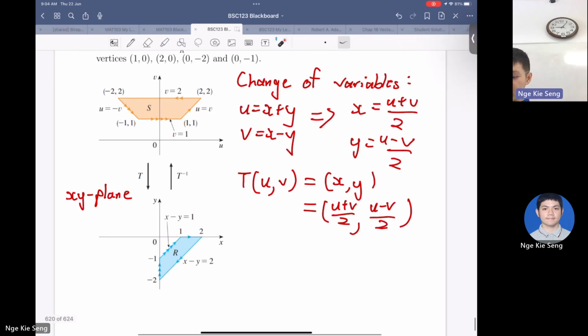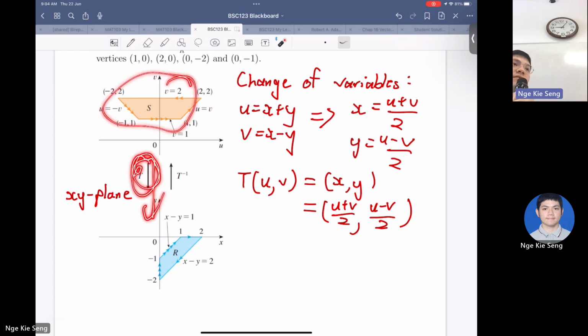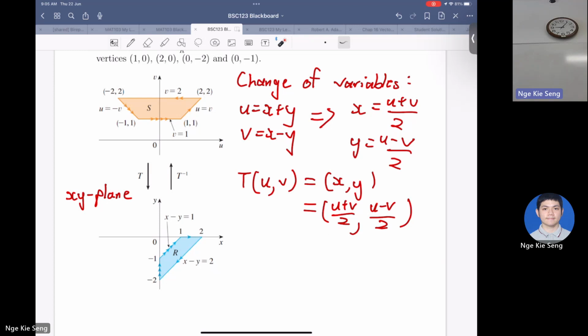So you can see that this T here is going from new stuff to old stuff. Although our integral changes from old to new, this transformation is going from new to old. So this is the thing you need to take note of: the transformation is going from new variable to old variable.